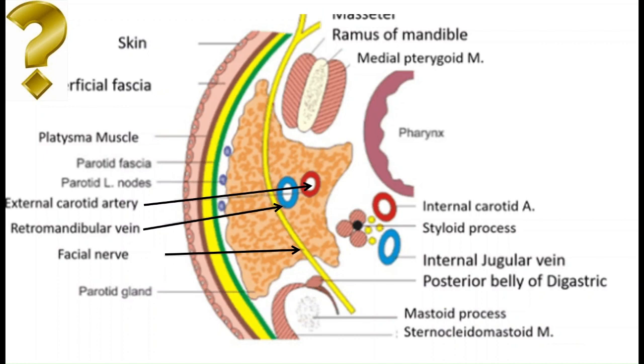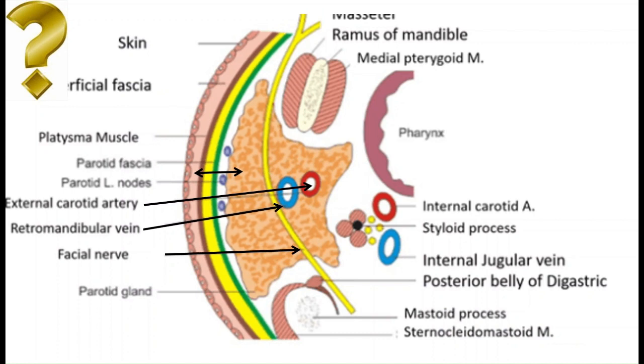Then there is a large vein. This is the retromandibular vein. It is also within the substance of the parotid, and it is covered by skin. Then we come to an important piece of information.